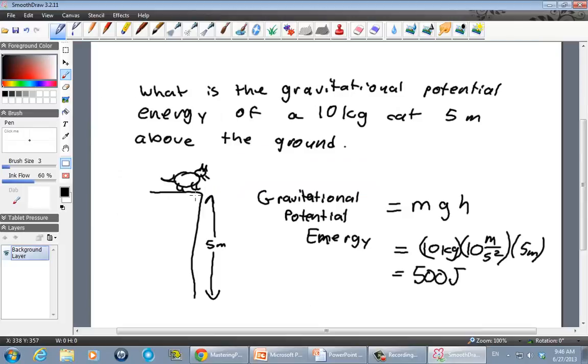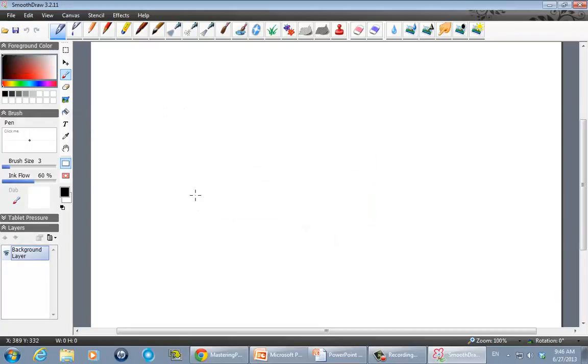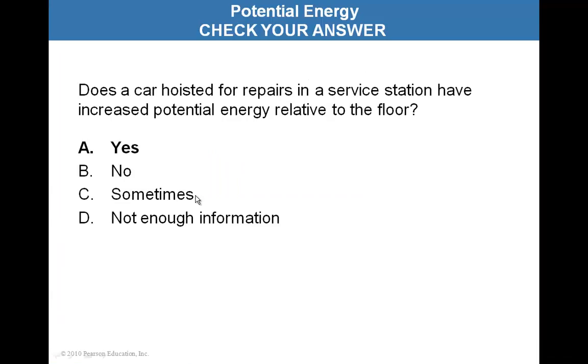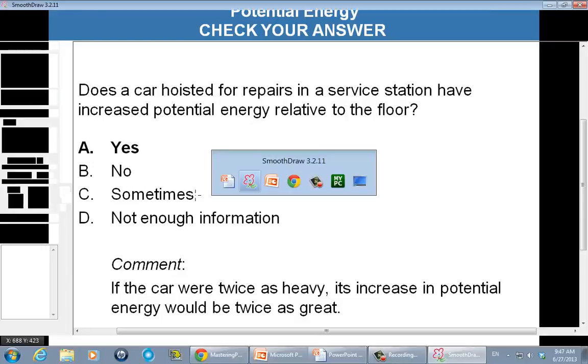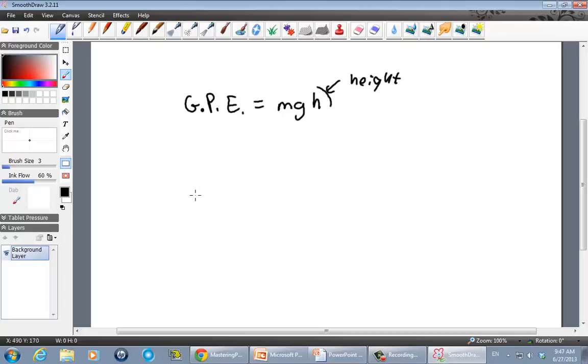And we know that gravitational potential energy equals mgh, that's the height. So if the height is bigger, you have a bigger gravitational potential energy. If the car were twice as heavy, its increase in gravitational potential energy would also be twice as great. So let's look at that. If instead of making this twice as much, we made this twice as much, we would still increase the gravitational potential energy by twice as much.